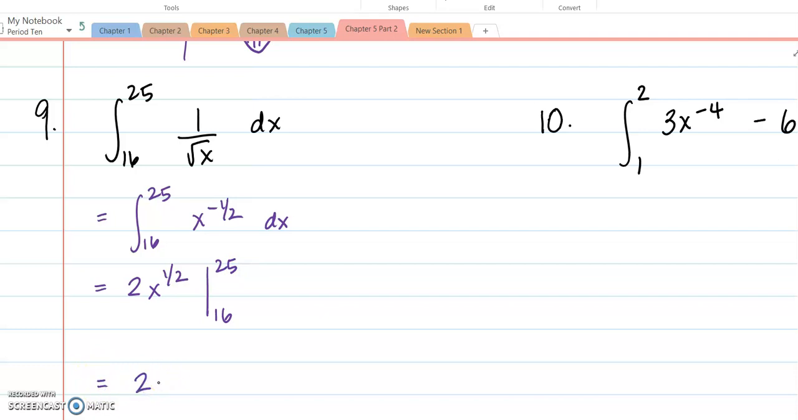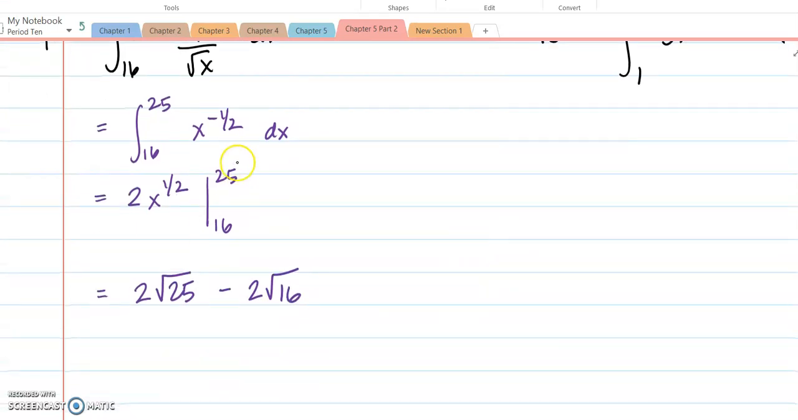So 2 root 25 minus 2 root 16. You do the up high one minus the down low one. 2 times 5 is 10. 2 times 4 is 8. So our answer is equal to 2.